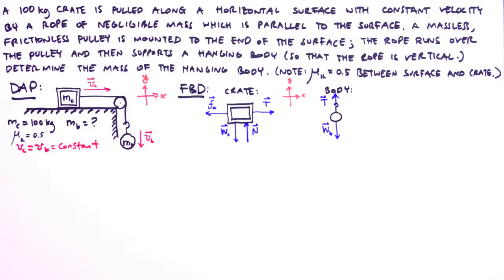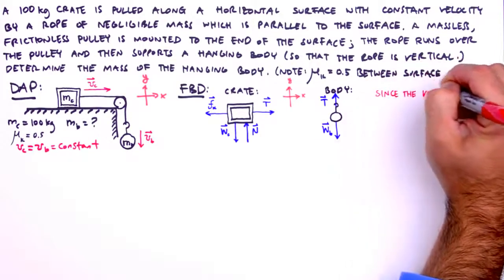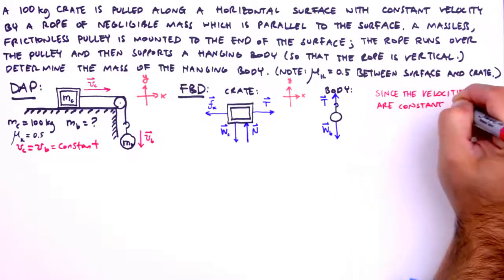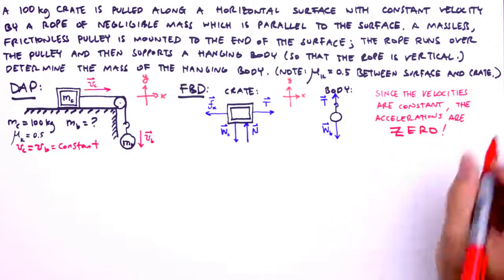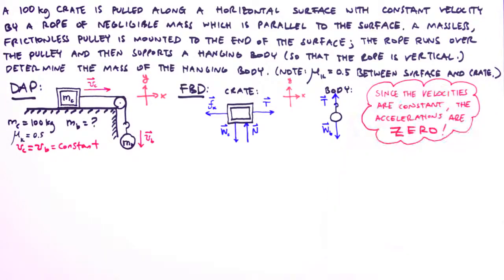Now, normally we indicate somewhere on our free body diagrams the direction of the acceleration of the body, or bodies in question. But since the velocities of both crate and hanging body are constant, their accelerations are zero. This implication is very important to us.